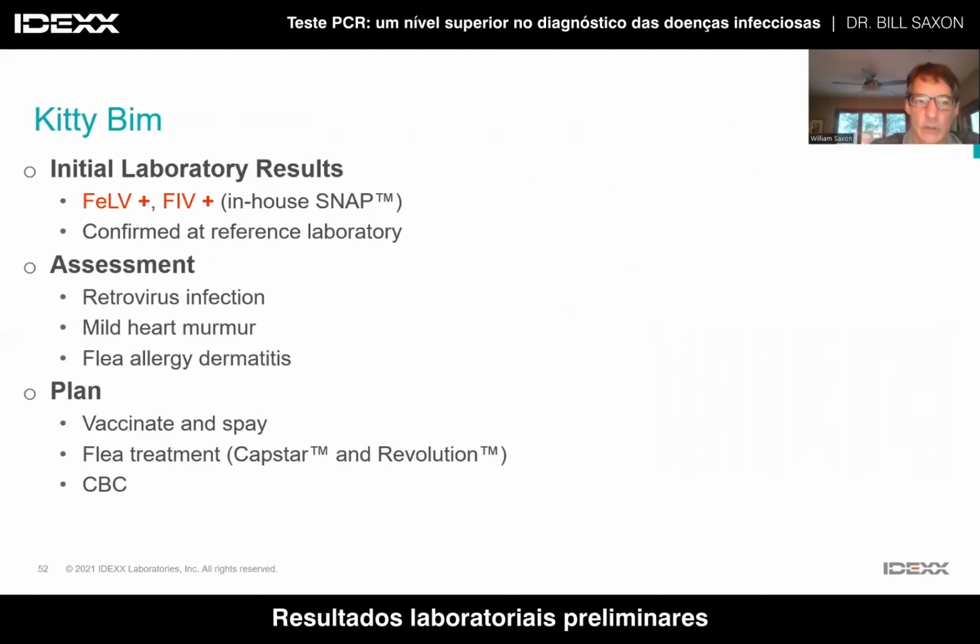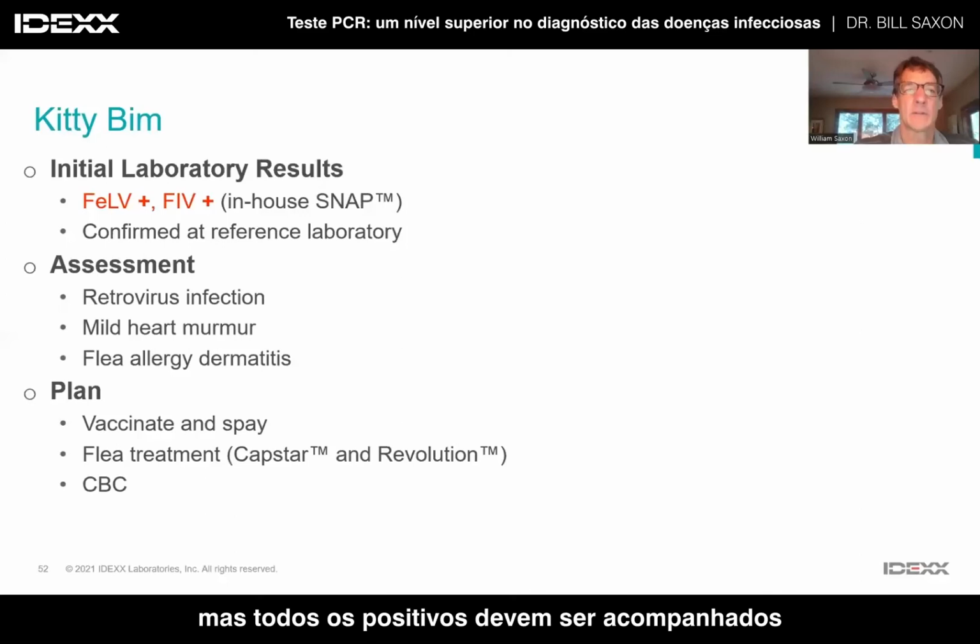So initial lab results: FeLV, FIV positive on an in-house SNAP. Now remember that the SNAP test is an initial screening test, highly sensitive and specific. So results are likely to be real, but all positives must be followed up with more confirmatory tests, which were done and results were confirmed. If either of these tests were negative, because the test is so sensitive, we could have ruled out the disease and not considered those further.